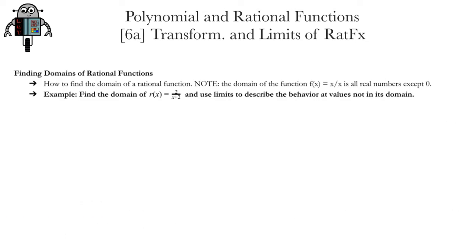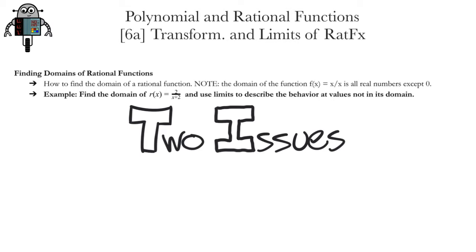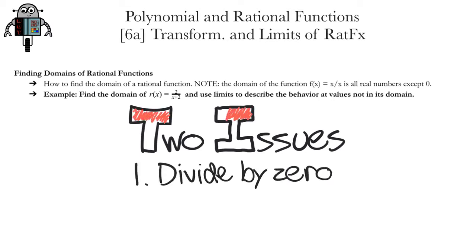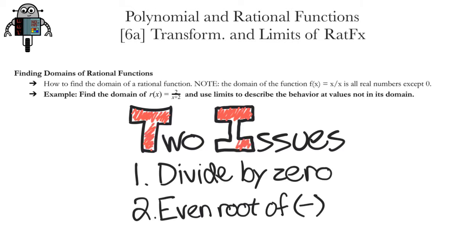We'll start this lesson by finding the domain of a rational function. We've done this before, but it was in the context of learning about domain and how to find it. So, just in case you forgot, there are two issues when we're finding the domain of a function. Number one, dividing by 0. Number two, taking the even root of a negative number. Since we're talking about rational functions, we're dealing with the first issue.